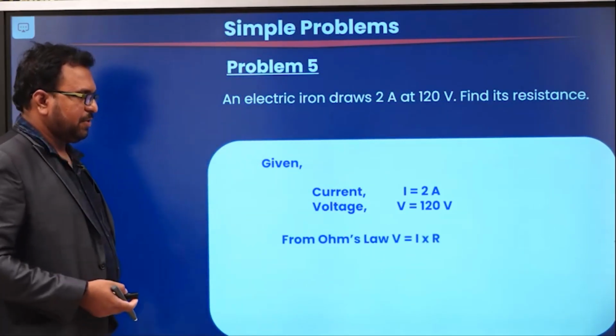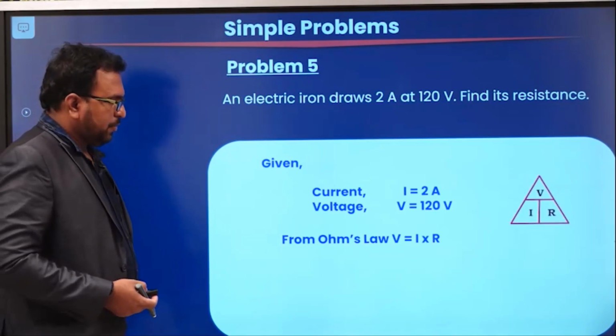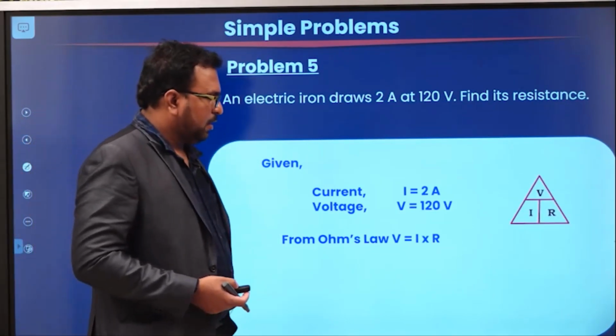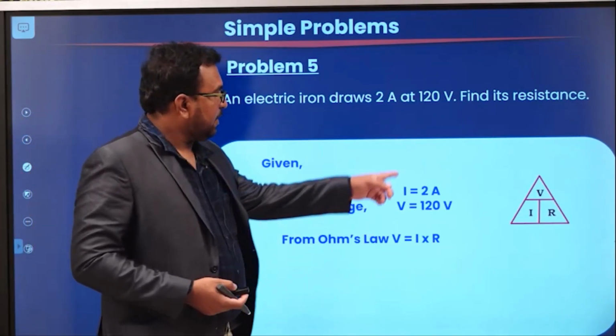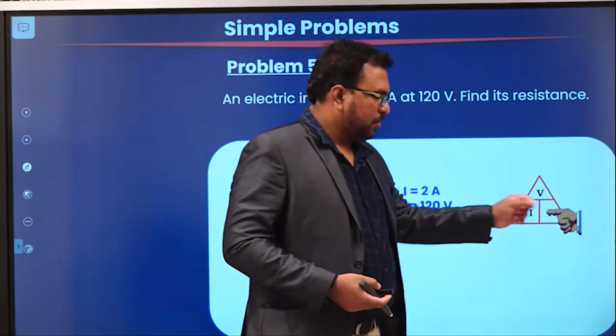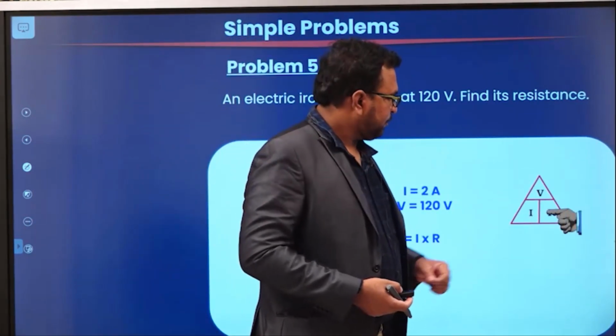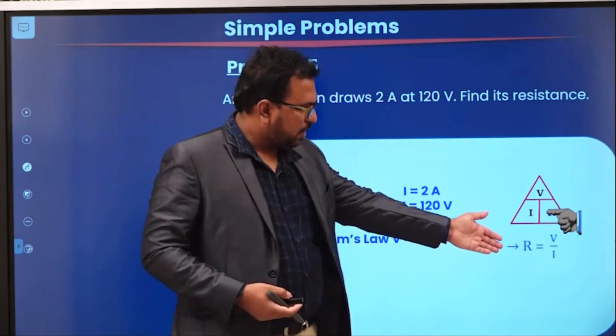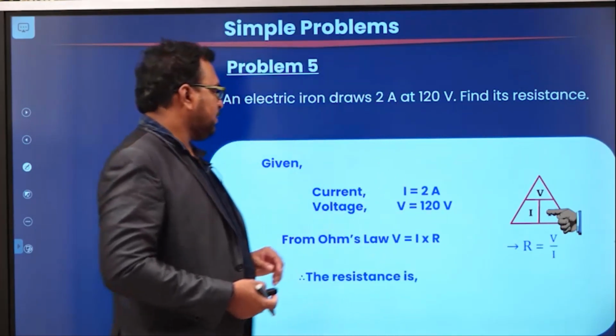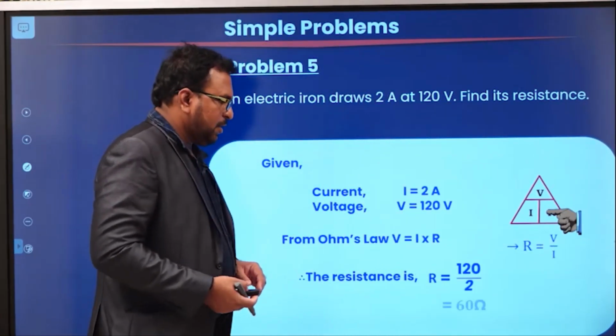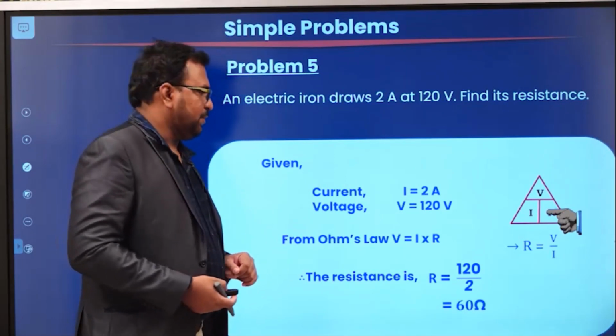From Ohm's law we know that V is equal to I into R. So from the Ohm's law chart, what is the unknown quantity? R. So you have to block the R. Now R is equal to V by I. So by substituting the values of V and I, you are going to get R equal to 60 ohms.